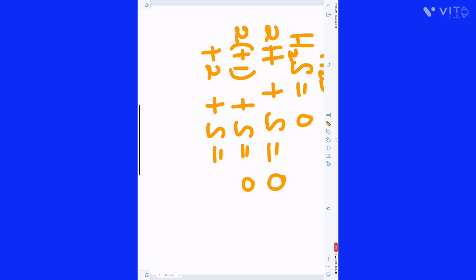So +2 plus S gives 0. S is 0 minus 2. S is -2. So the oxidation number of sulfur in this compound is -2. We call this compound hydrogen sulfide. And in that compound, the sulfide ion is charged S2 minus. So take note of this.